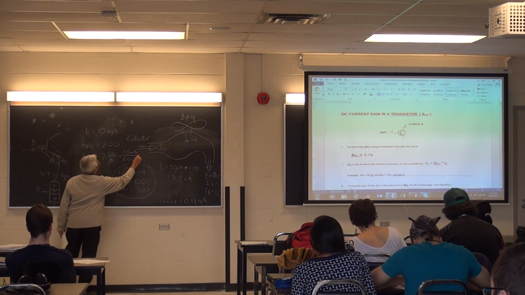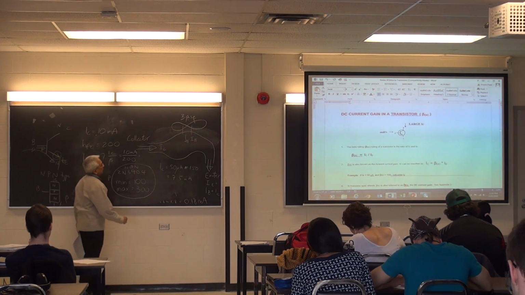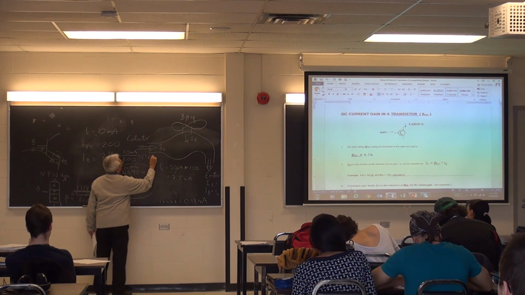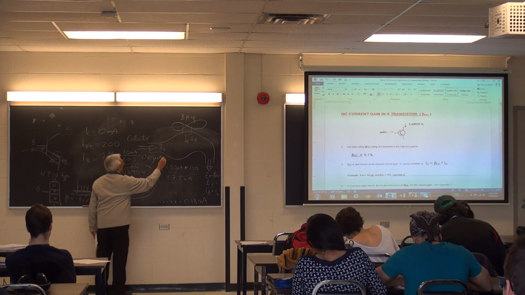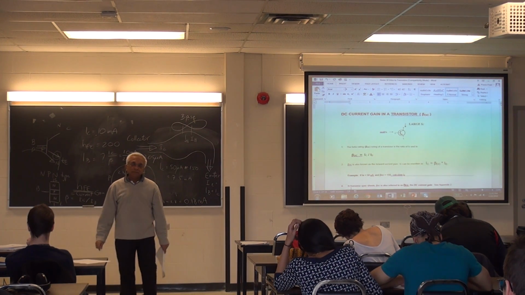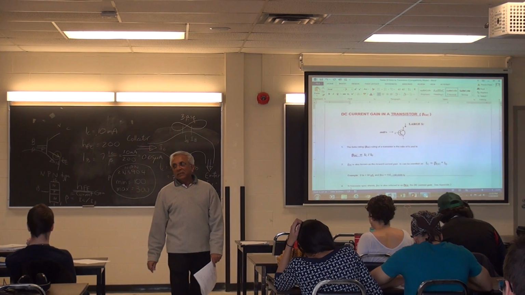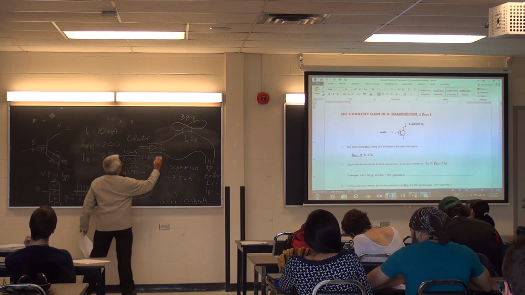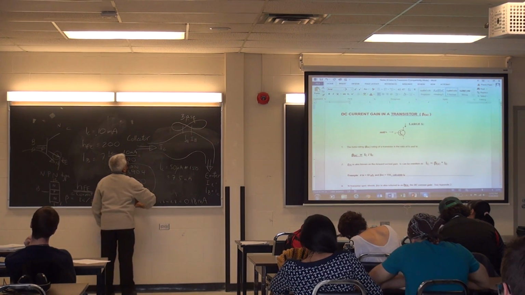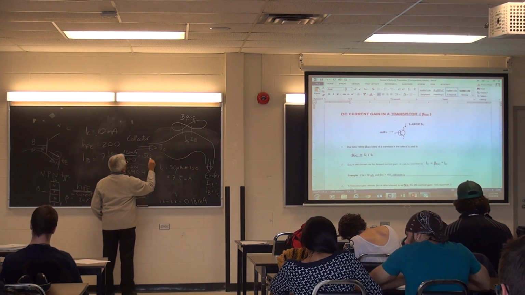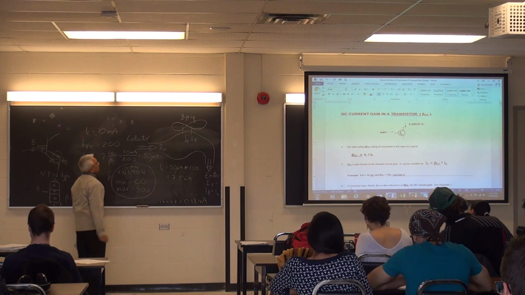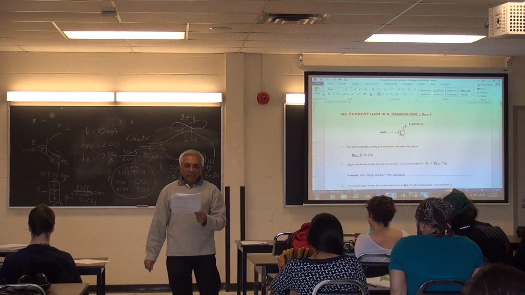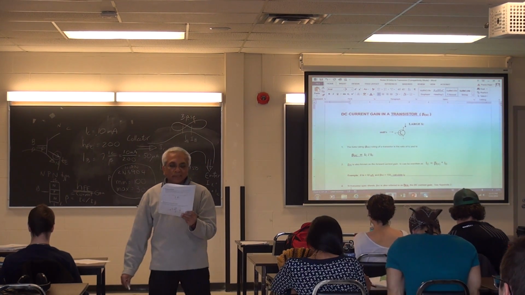How much is it in microamps? 0.5 microamps? 0.05 microamps? Yes? No? How much? 50 microamps. The answer you get here, you just multiply it by 1,000 and you get microamps. Okay? So that's number 4.